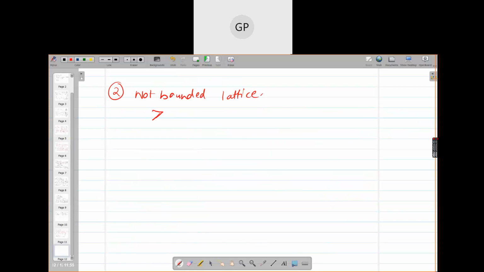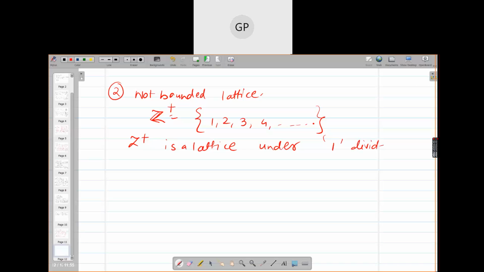Now if I take Z, Z is an infinite set, right? Okay, let us restrict ourselves to positive integers. Z plus: 1, 2, 3, 4 onwards. I'm not taking 0 also. So Z plus is a lattice or not? Tell me. Is it a lattice under the divides relation? It is a lattice, isn't it? Tell me.